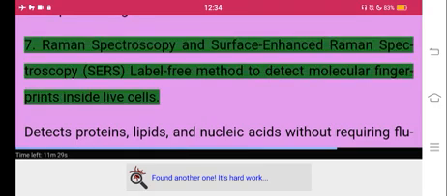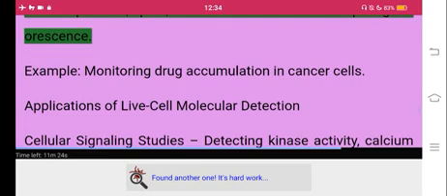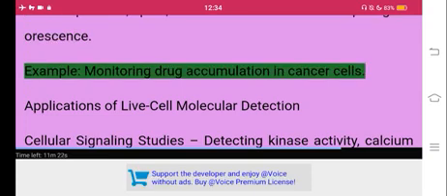7. Raman spectroscopy and surface-enhanced Raman spectroscopy serve as a label-free method to detect molecular fingerprints inside live cells. Detects proteins, lipids, and nucleic acids without requiring fluorescence. Example: monitoring drug accumulation in cancer cells.